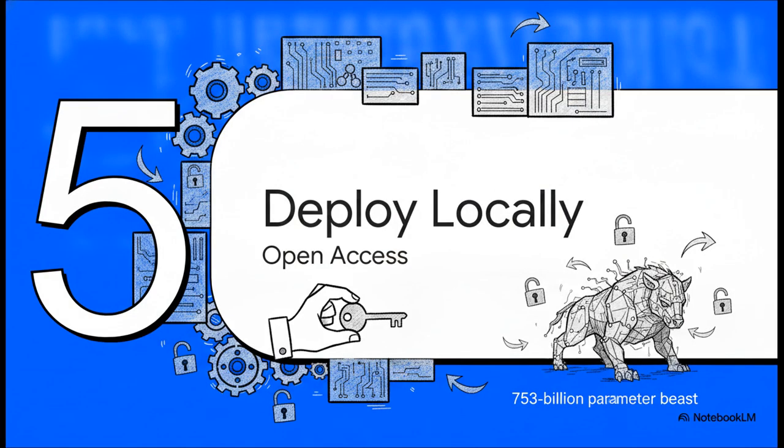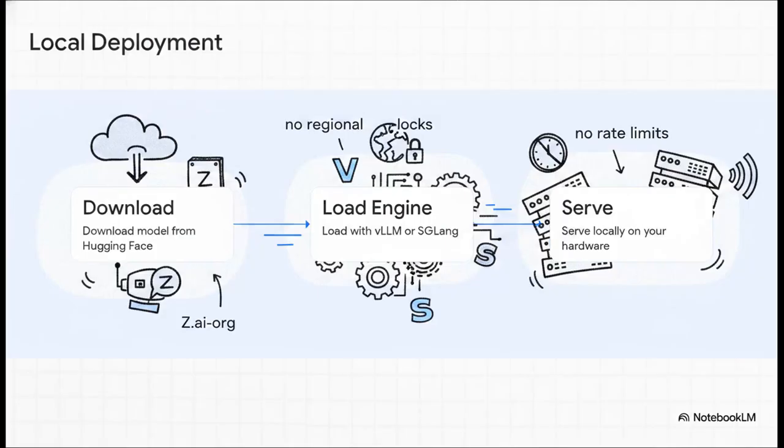Section 5. Deployment and Open Access. Let's talk about running it locally. The benchmarks are amazing, the architecture is revolutionary, but honestly, the most important takeaway for us is that you don't need API keys or corporate permission to use this. You have total access to run this 753 billion parameter beast locally. The steps a developer can take right now to spin this up are surprisingly simple.